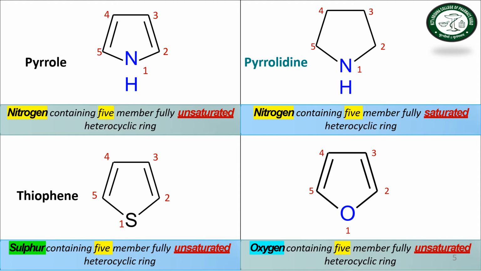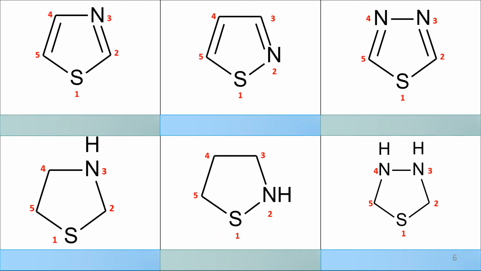What about oxygen? Here is the presence of oxygen and unsaturated. The name of the structure is furan. Frequently asked in exams. In the MSBTE exam, this structure is frequently asked. Very important. These are the four rings. Next, these are some ring structures.